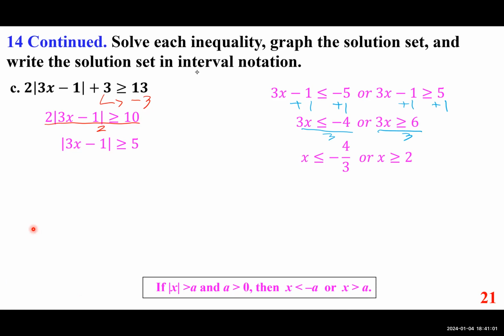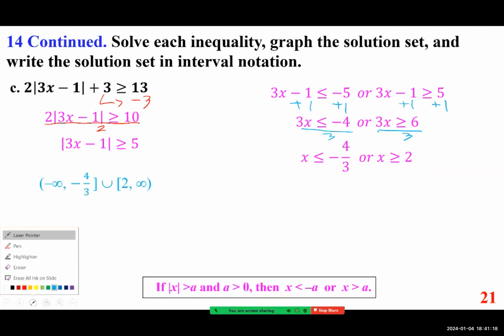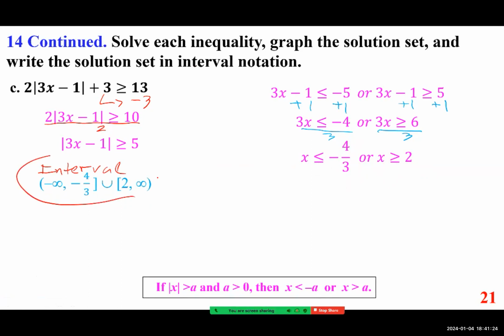What I want to show you again is the interval notation. Less than or equal to -4/3 means from negative infinity to -4/3, or, which means union, 2 to infinity, and we use brackets. So pay attention to the interval notation. So this is the interval notation.